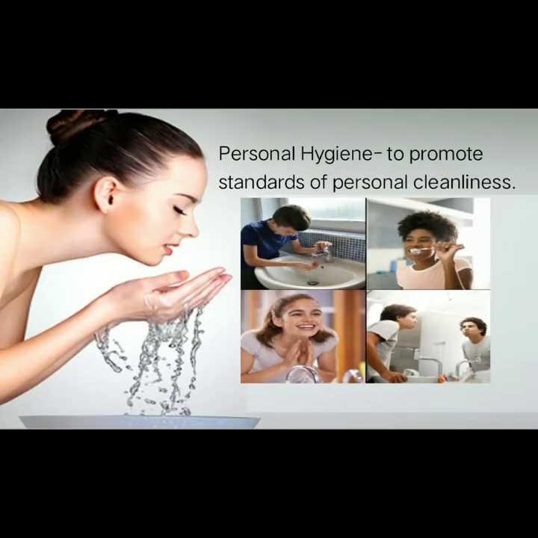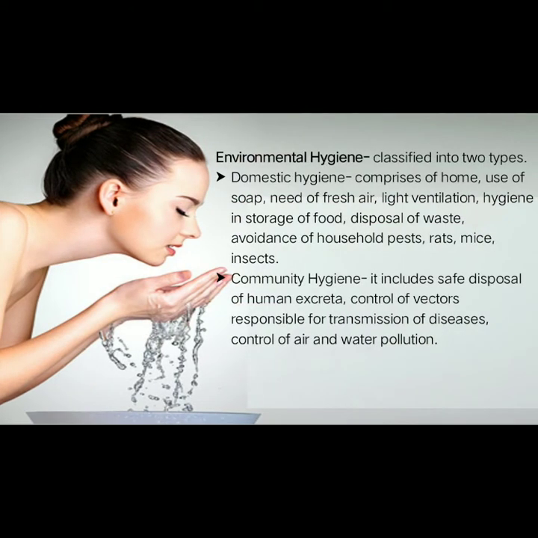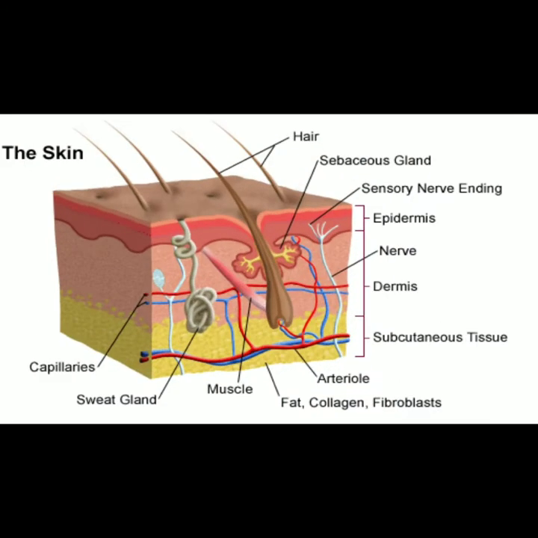First is personal hygiene. It can be defined as an act of maintaining cleanliness and grooming of the external body. While environmental hygiene is classified into two types. First is domestic hygiene. It means cleanliness in your home. Second is community hygiene, the cooperative effort to bring greater health and prevention of disease to a group of people living near one another.